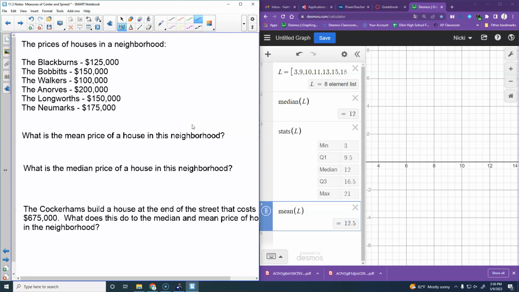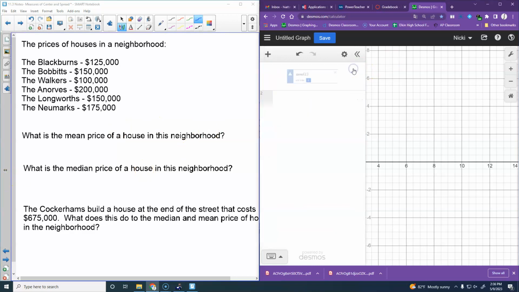All right, so the prices of houses in a neighborhood are given. We want to know the mean price and the median price. So let's go to Desmos. I'll call it H for houses, and I'm going to put in these house prices. Don't put commas when you're putting in this list, because if you put a comma, it thinks it's a new number. So 25,000, no commas. 150,000.